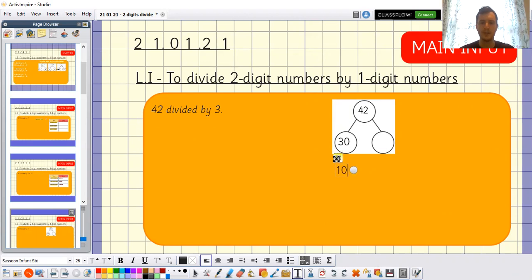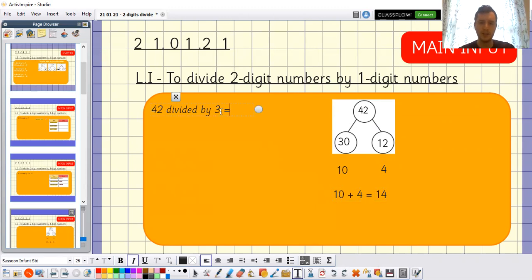So I can divide by 3 to get to 10. If this part is 30, 30 plus what makes 42? 30 plus 10 makes 40. So 30 plus 12 will make 42. And I know that one is divisible by 3. So 12 divided by 3 is equal to 4. 10 plus 4 is equal to 14.